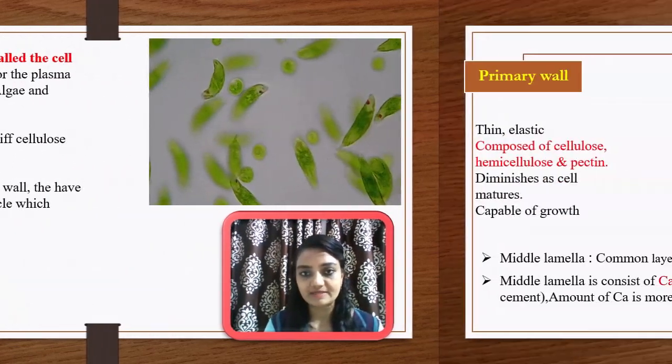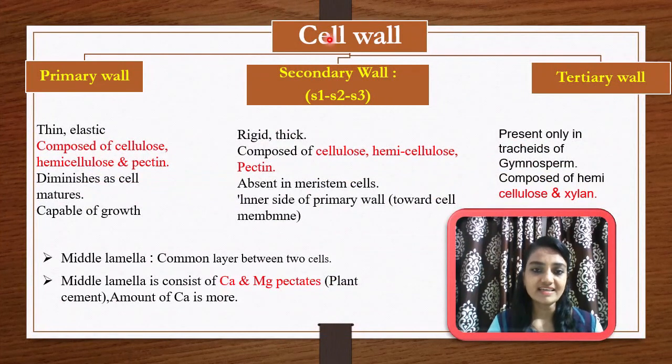That is a cell wall-like structure, the pellicle, which makes their body flexible. Here in this slide you can see the types of cell wall. So the cell wall can be divided into three groups: primary cell wall, secondary cell wall and tertiary cell wall. And further, the secondary cell wall can be divided into three groups: S1, S2 and S3. So now let me discuss one by one.